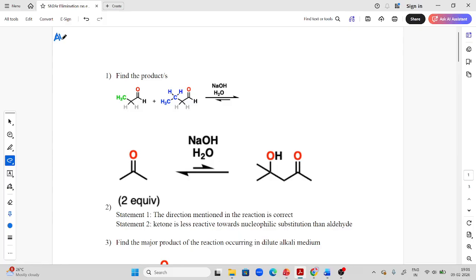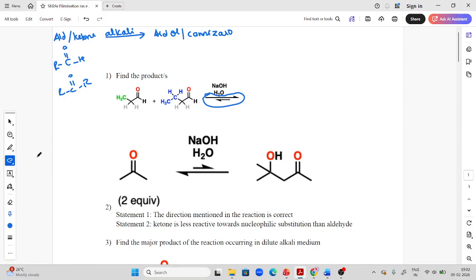Whenever you're provided an aldehyde or a ketone in the presence of an alkali, always remember you have to think about aldol or Cannizzaro reaction, the first priority. Because we know either an aldehyde or a ketone is already well stabilized. They're resonance stabilized here. So in order for a nucleophilic attack to happen here, you can see it is an equilibrium reaction here. This is the first main important thing you have to remember.